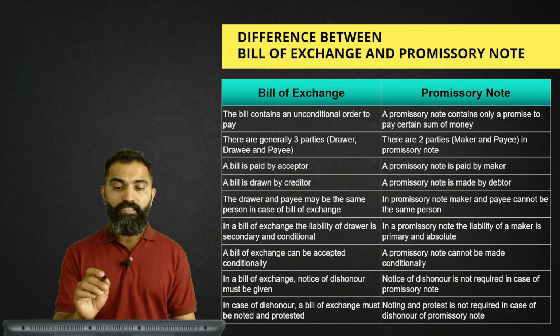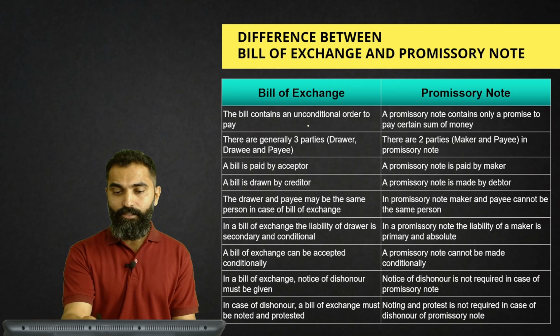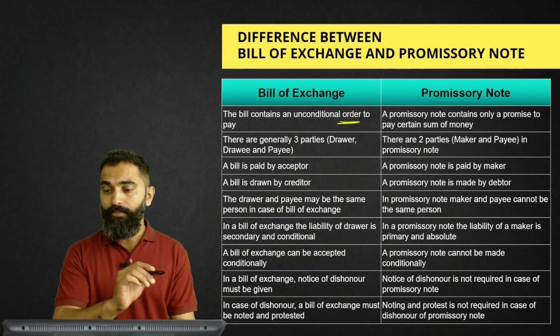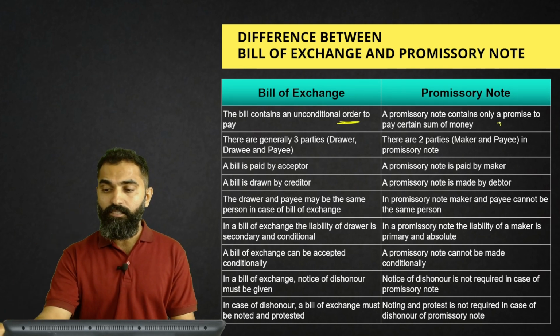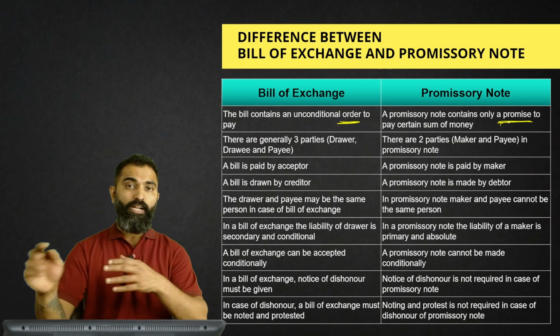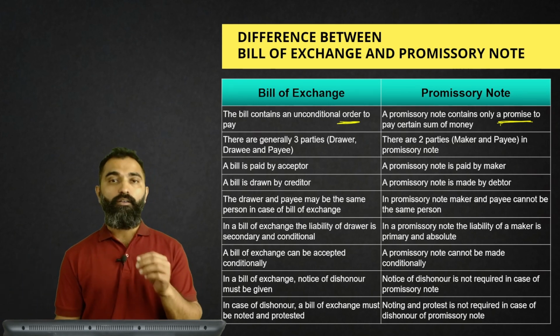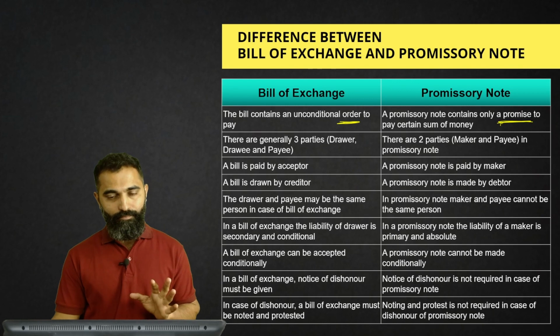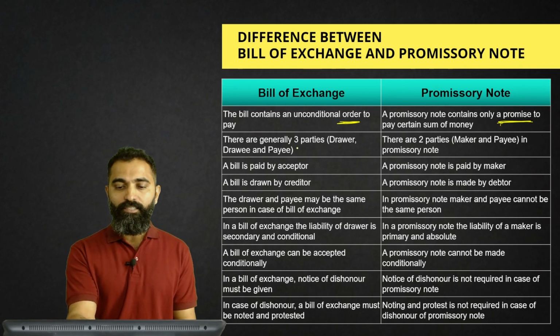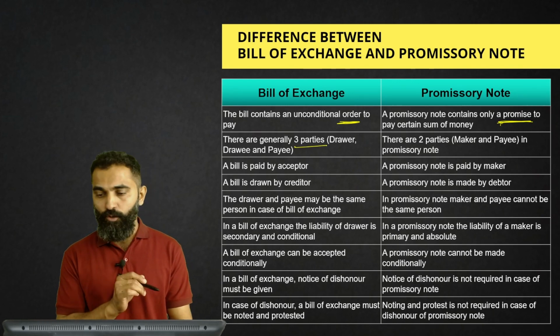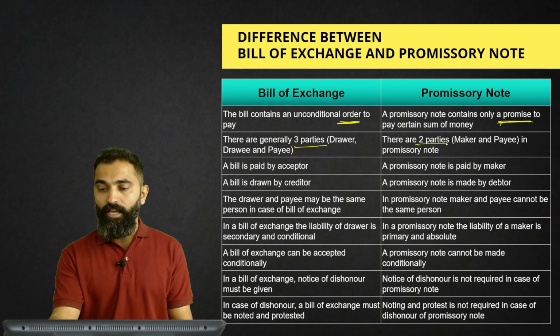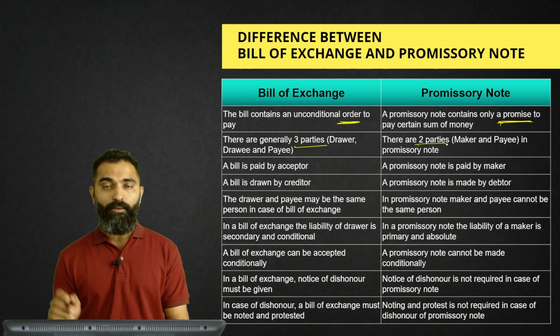So, the bill contains an unconditional order to pay. Okay, it contains an unconditional order, whereas a promissory note contains a promise. Just like I showed you that 200 rupee note. The governor has said, I promise to pay. Then, in a bill of exchange, there are three parties, just as we saw now. In a promissory note, there are two parties, maker and payee.